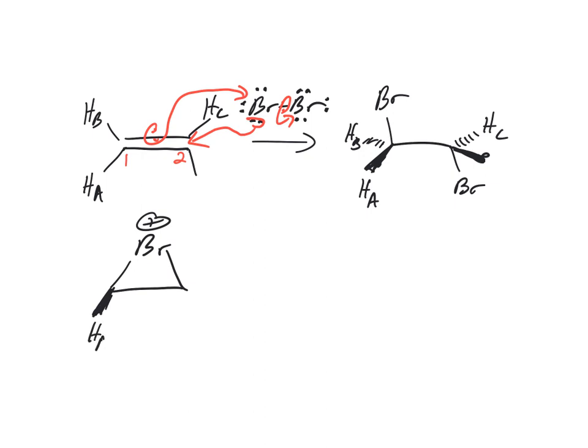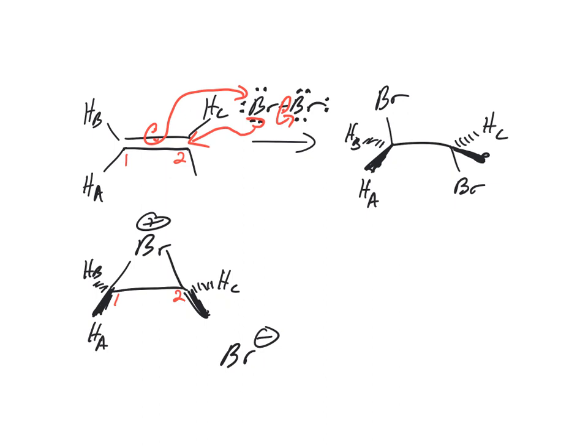HA and the methyl on the same side. So both those are wedged, sorry. HC and HB are both on the same side, they're both hatched. And we've made Br minus. Remember those carbons 1 and 2.